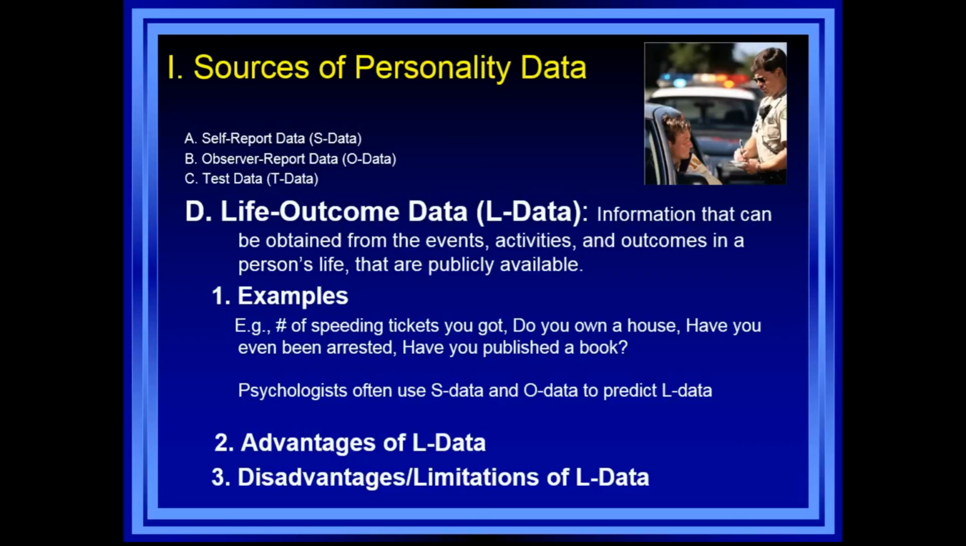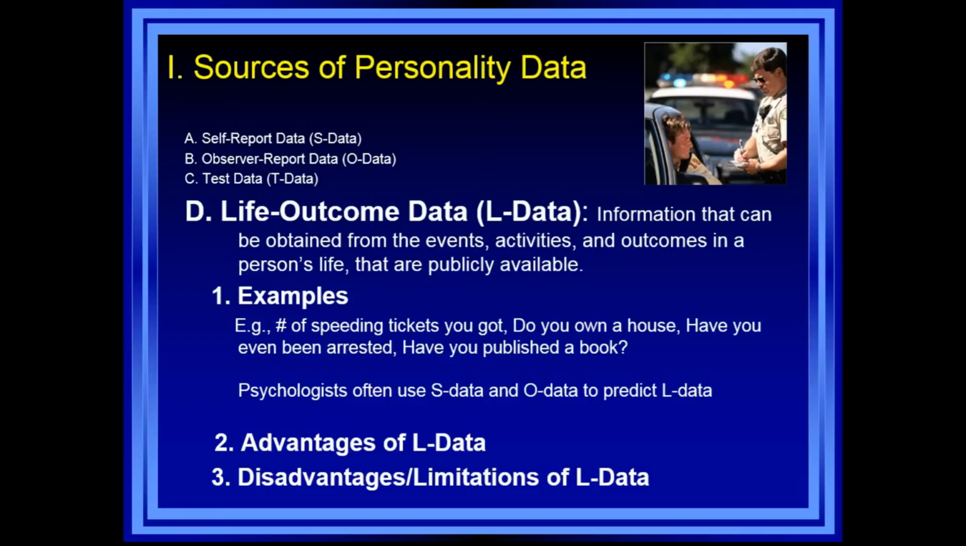Okay, the fourth source of personality data we would call L data, or life outcome data. The definition your book gives is information that can be obtained from the events, activities, and outcomes in a person's life that are publicly available. So life outcome data, some examples. Let's look at the examples.